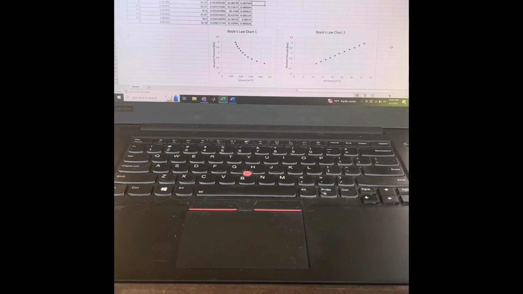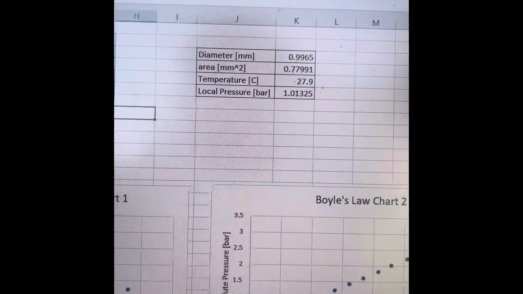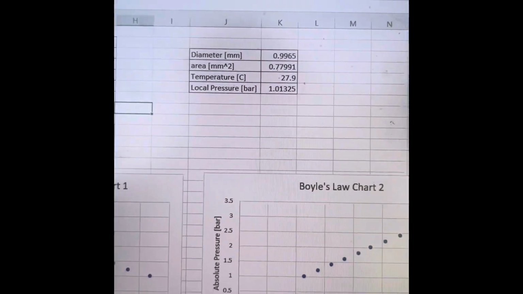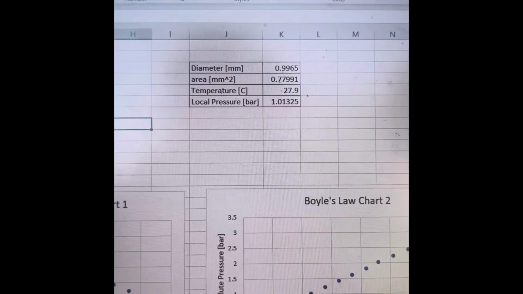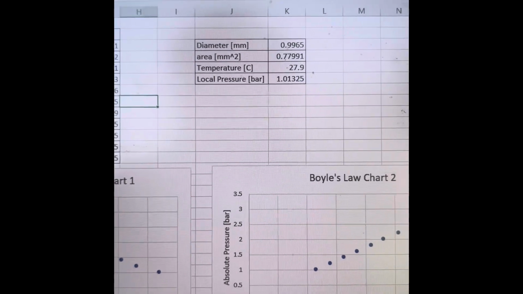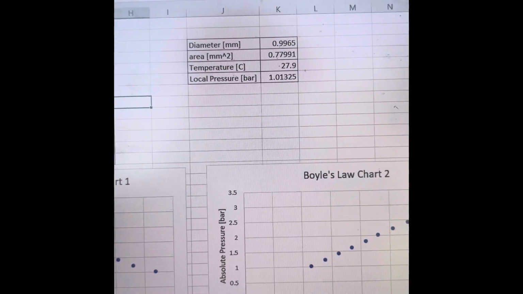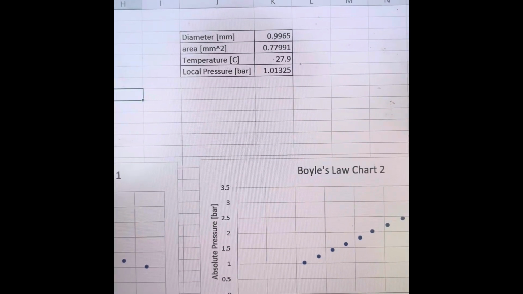Okay, so here are the results for my experiment. Starting with this first table, this was some of the preliminary information I needed before I actually conducted the experiment. The first is the diameter of the test cylinder in millimeters, followed by the area, as well as the temperature that we wanted to keep a constant value the entire time, and the local pressure, the atmospheric pressure.